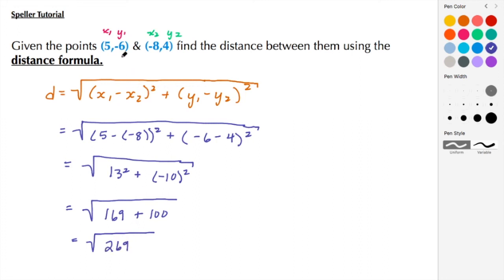So the distance between these 2 points is the square root of 269, and if you'd like, you can put that in your calculator to get the decimal approximation.